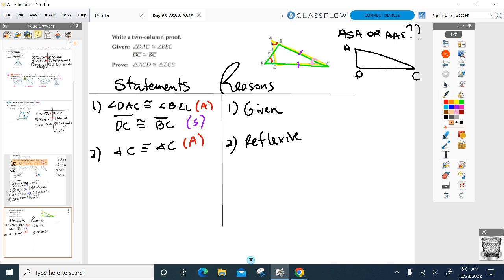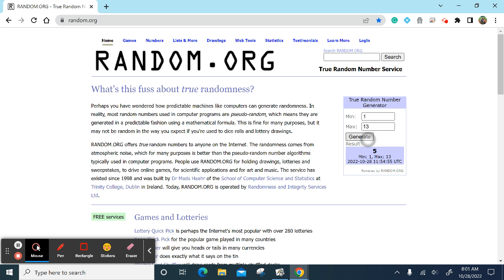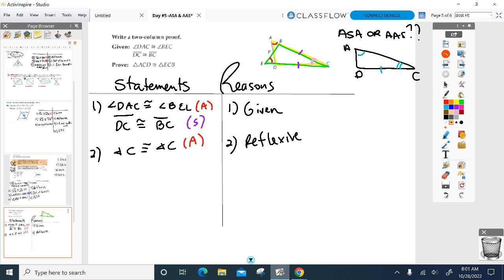So does everybody see I put an arc mark at angle A? I put a hash mark on DC. And I put an arc mark on angle C. Makes this real easy now, doesn't it? Is that side in between? Is DC in between the two angles or no?